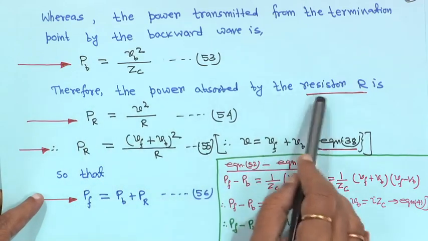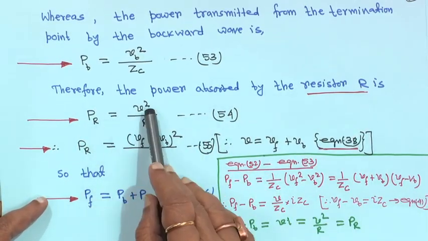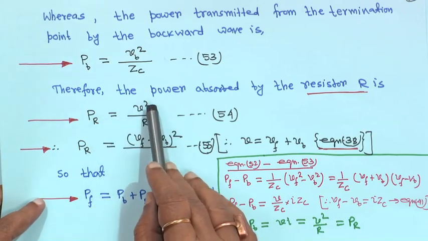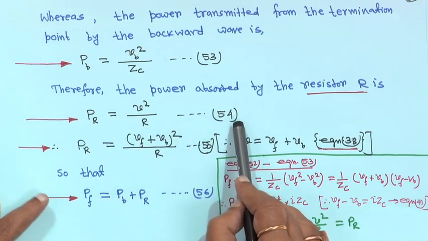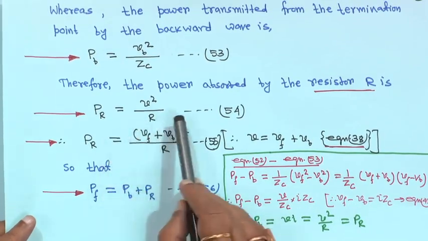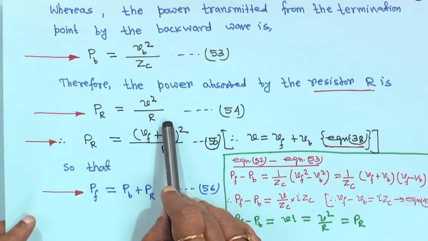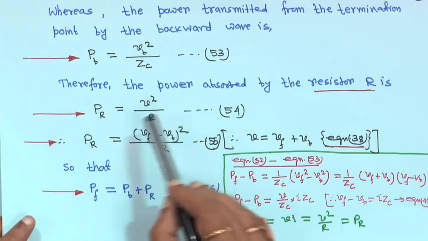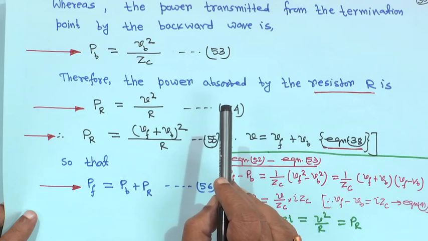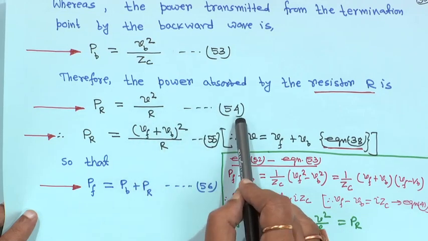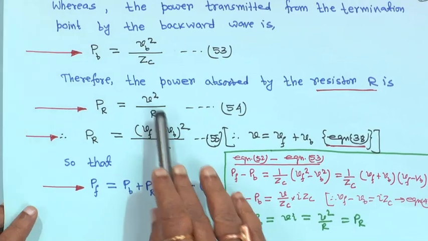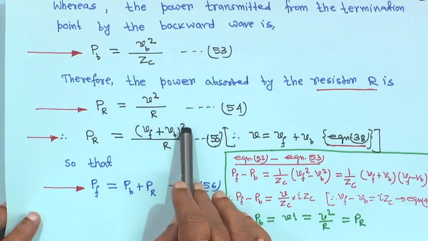Therefore, the power absorbed by the resistor R is V square by R, because across the resistance the voltage is V. So, PR will be V square upon R. It is a lossless line, right, so the line resistance is not considered. The line is terminated at resistance R, right. So, this is equation 54. That means, since V is equal to Vf plus Vb, PR is equal to Vf plus Vb whole square upon R.